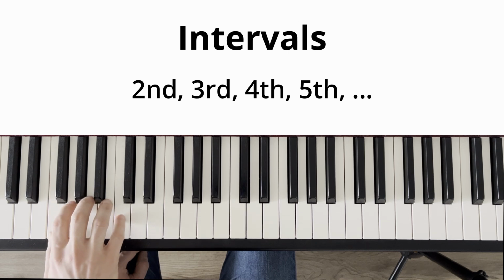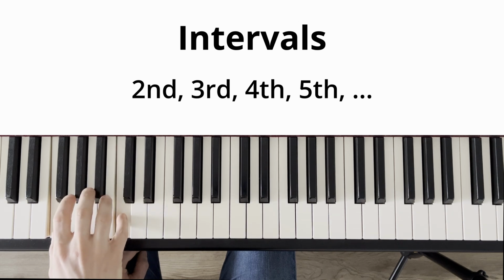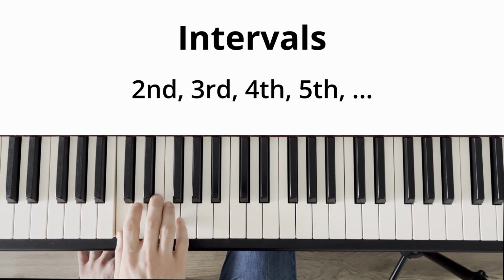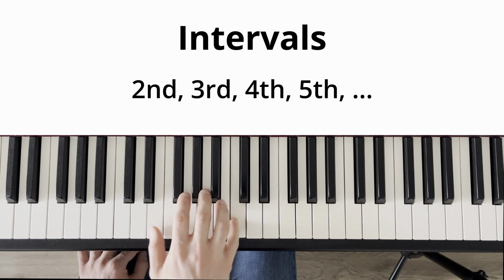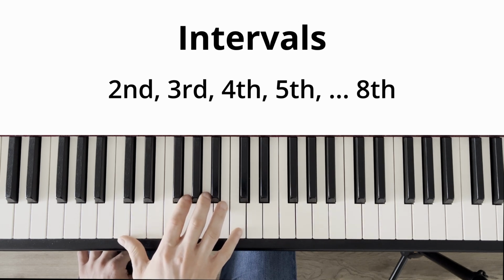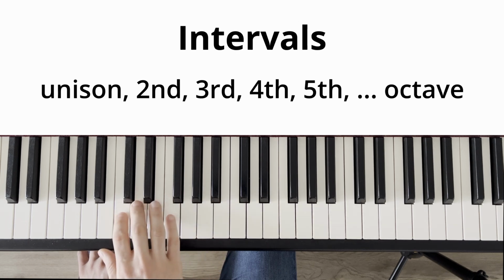It's important to remember to count both the starting note and the ending note. 1, 2, 3, 4, 5. If I count from middle C all the way up to the next C, I should come up with 8. 1, 2, 3, 4, 5, 6, 7, 8. So we could call this an eighth, but usually we use the term octave instead. Finally, the interval from a note to itself is called a unison.